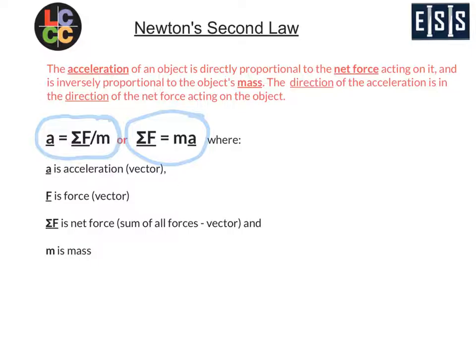Now, it's important to remember that acceleration is a vector quantity. It involves a direction also. And so is force as a vector, and the net force, the sum of all the forces, are vector quantities. M, or mass, is the only scalar quantity.